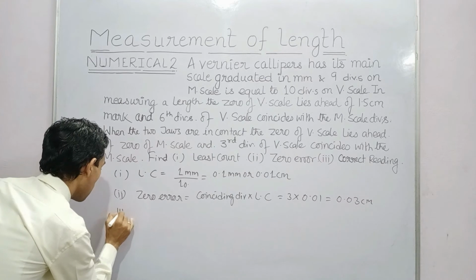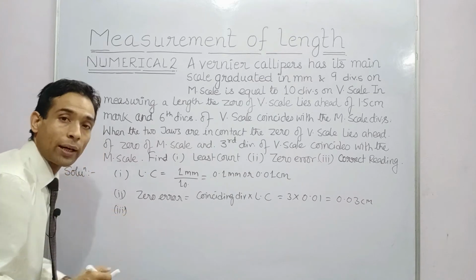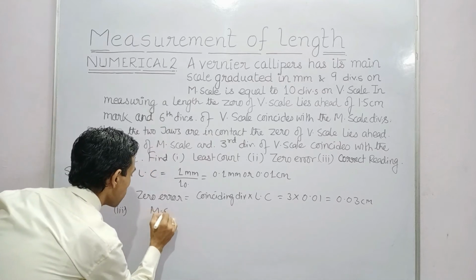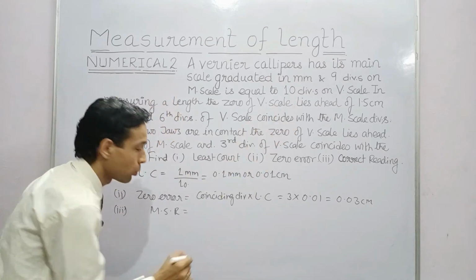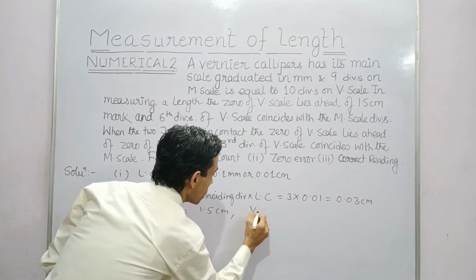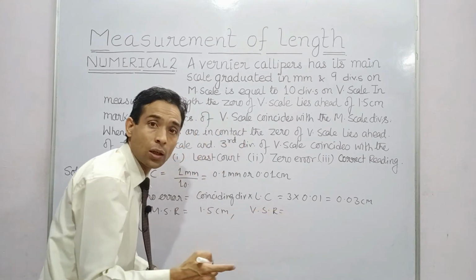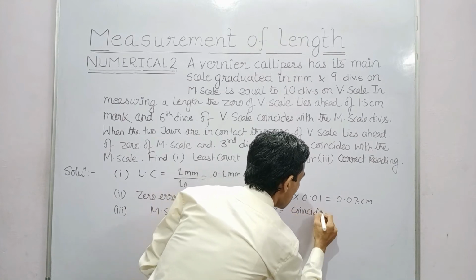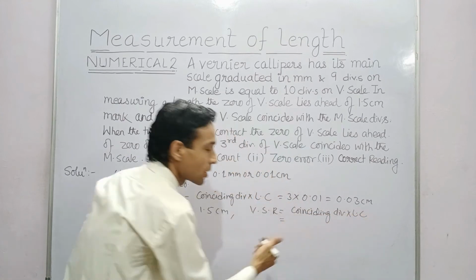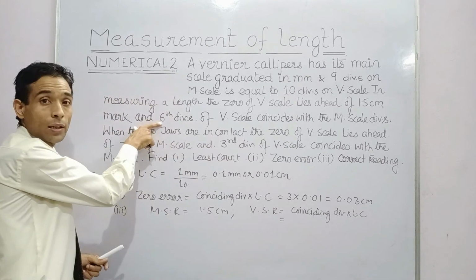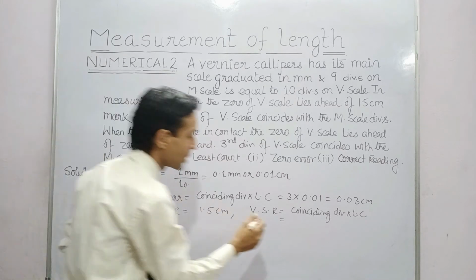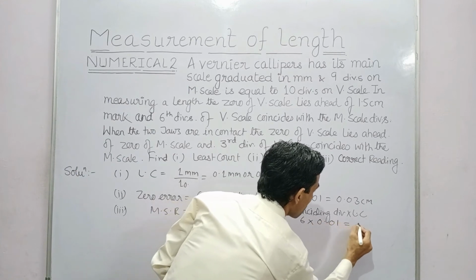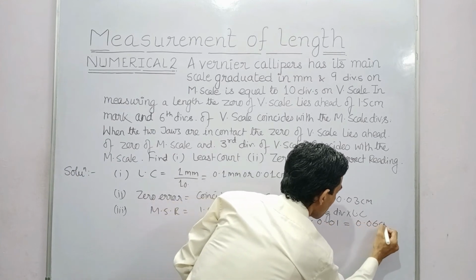Now before the correct reading we will find out the main scale reading and vernier scale reading. So the main scale reading, as I told you, is 1.5 centimeter, and the vernier scale reading formula is least count into coinciding division. So what is the coinciding division? Here when we were taking the measurement it was 6 divisions into least count 0.01, and this will give you 0.06 centimeter.